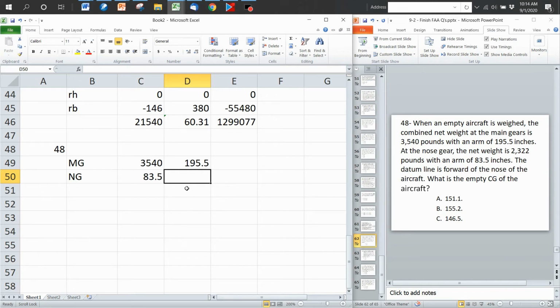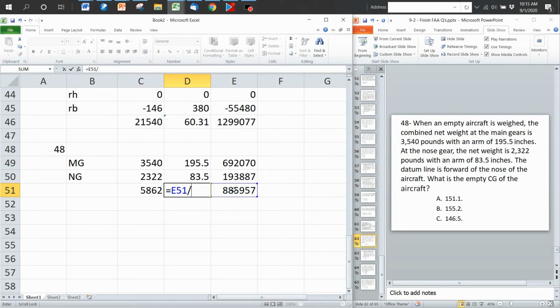And, oops, the arm goes here, doesn't it? 83.5. What's the weight on the nose gear? It is 2322. And all we have to do is our math. There's our moment from the mains. There's our moment from the nose. There's our total moment. There's our total weight. And here is our total CG. And 151.136, 151.1 is a choice. A is our answer.